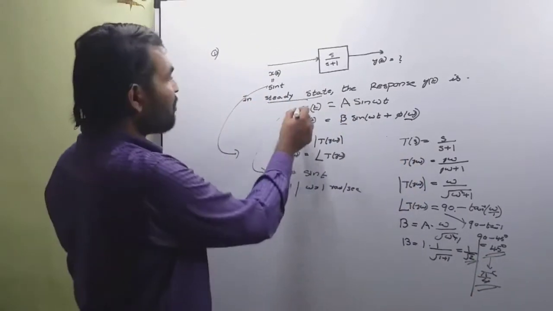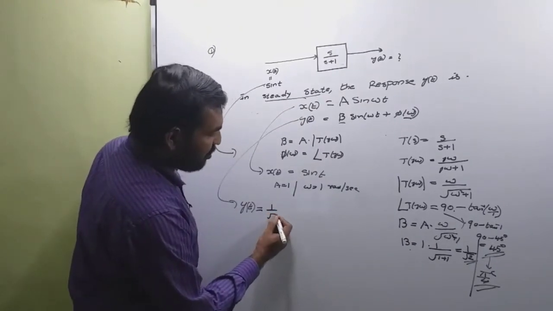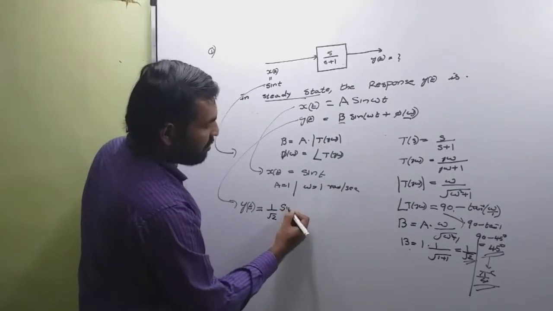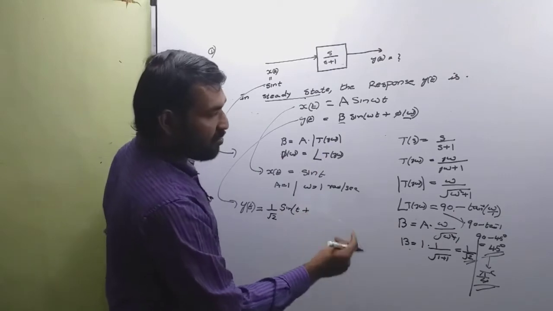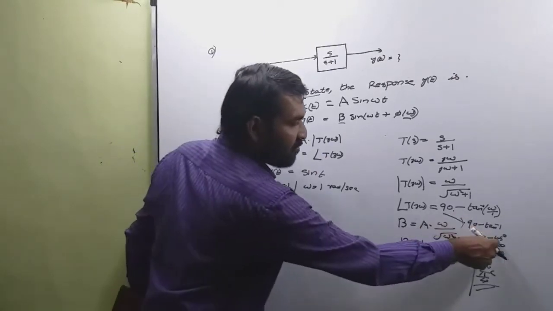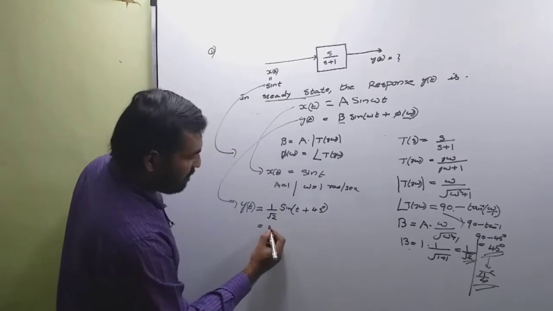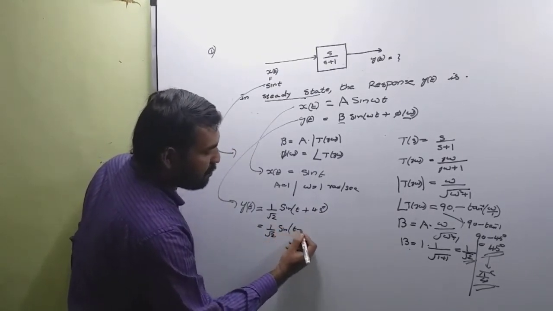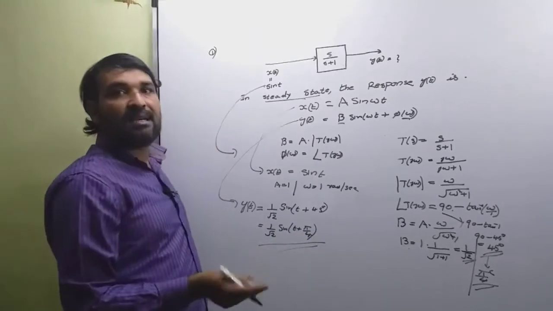Now our y of t is equal to 1 by root 2 into sin of omega t plus phi of omega. Omega is 1, so sin of t plus 45 degrees plus 45 degrees, or this is equal to 1 by root 2 sin of t plus pi by 4. This is the steady state response.